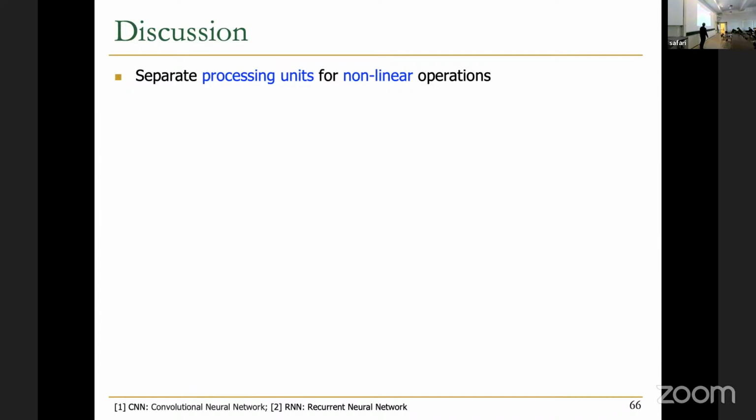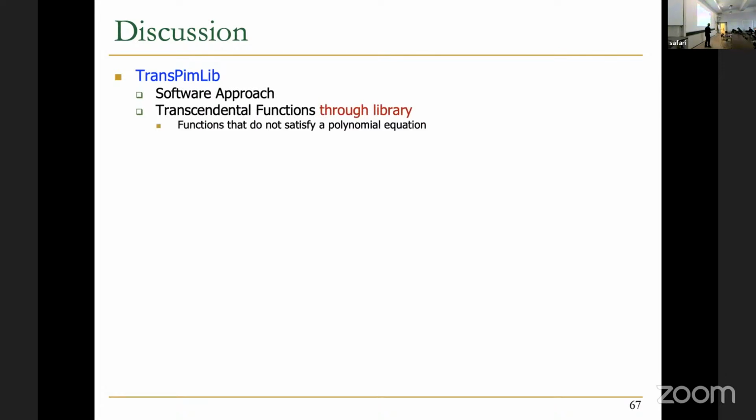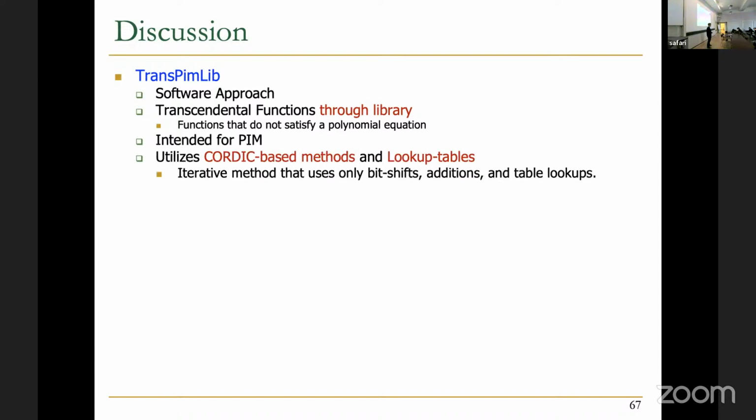And another approach could be to use something similar to transpim-lib. So what is transpim-lib? This is a software approach that implements these transcendental functions through a library, and transcendental functions are just functions that do not satisfy polynomial equations. So these nonlinear things. This is intended for PIM, and it utilizes CORDIC-based methods and lookup tables. CORDIC-based methods are iterative methods that use only bit shifts, additions, and table lookups to approximate these transcendental functions.